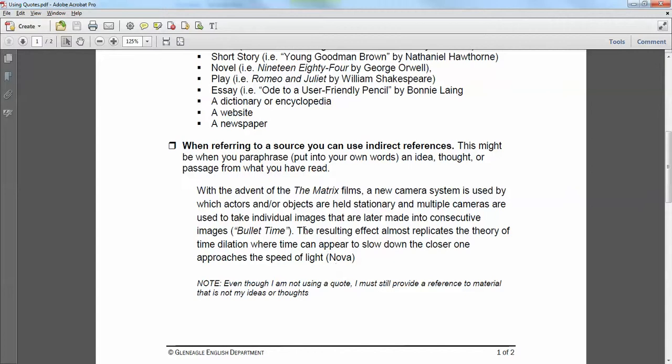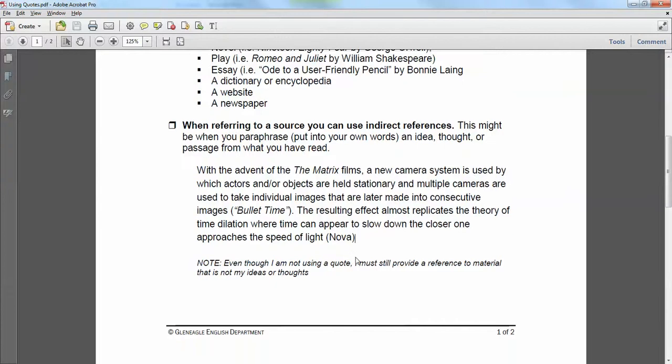And then I have, of course, this replicates the theory of time dilation, where time can appear to slow down the closer one approaches the speed of light, which is from a program called NOVA, for which I would also, again, have to cite the reference. But I'm not using direct words from these sites, I'm using the ideas, so I still need to cite where the information came from. So that's your indirect reference.